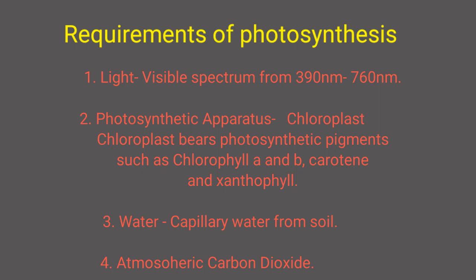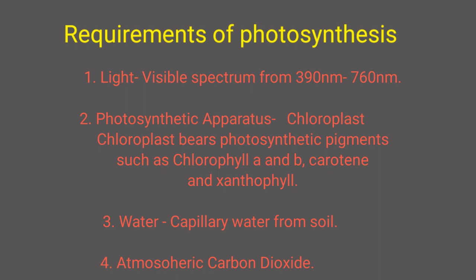In the whole plant kingdom you will find different types of chlorophyll. The chlorophyll pigments vary in the different divisions of the plant kingdom, but in the case of higher plants, that means mainly the angiosperms, we find chlorophyll A and chlorophyll B in abundance. So this is about the photosynthetic apparatus, which is the chloroplast.